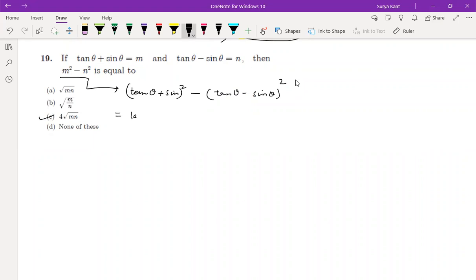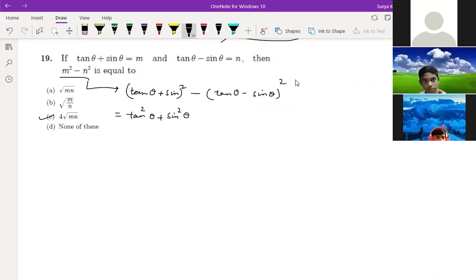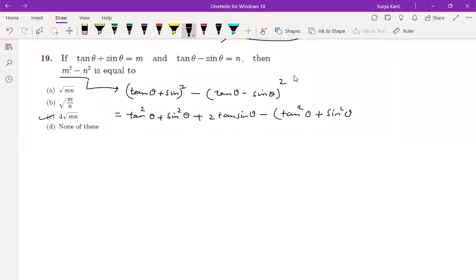So you know all this, children, right? What do you need to do? Tan square theta plus sine square theta plus 2 tan theta sine theta, and again minus tan square theta plus sine square theta minus 2 tan theta sine theta. Then here is minus.